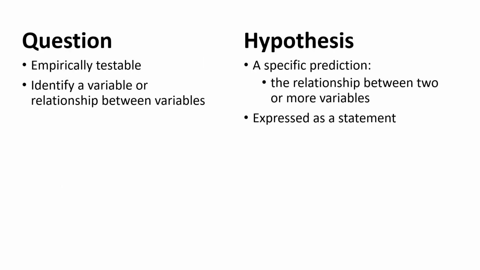When we refer to a research question, we might be talking about something that's a little more specific than a typical day-to-day question. A research question needs to be empirically testable. In other words, it needs to be something that can be directly or indirectly observed. A research question also needs to identify a variable or relationships between variables. A hypothesis is a prediction about the relationship between two or more variables, so it's more specific than the question. It's also expressed as a statement rather than a question.